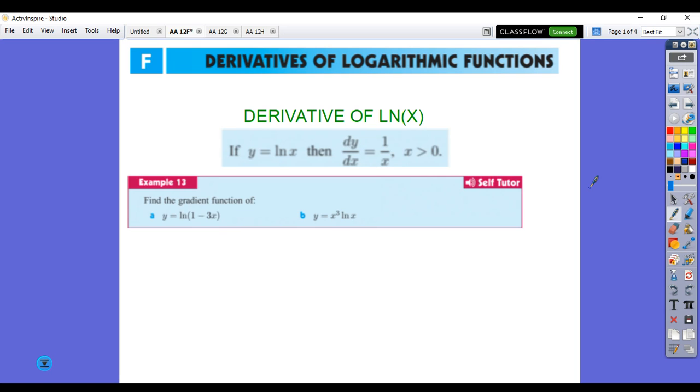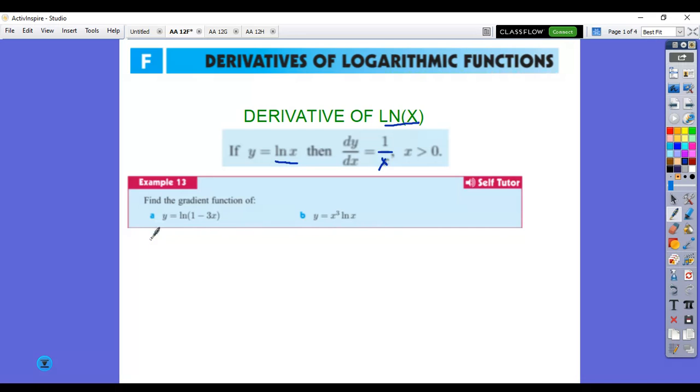So, the derivative of logarithmic functions. We're going to start with an easy one. Ln x, your natural log, the derivative is just 1 over x. So every time you see ln x, the derivative is 1 over x, whatever you're taking the log of.